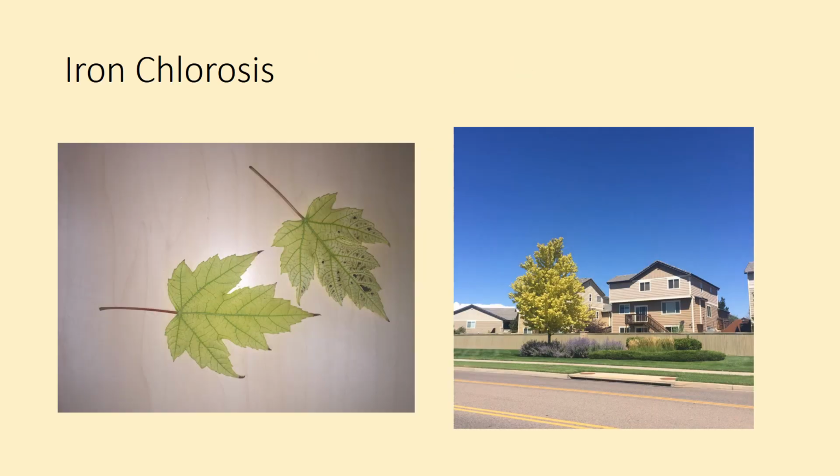Here are two pictures of trees suffering from an iron deficiency and showing iron chlorosis. Chlorosis means yellowing, and for iron chlorosis, you notice that the veins remain green while the rest of the leaf yellows.